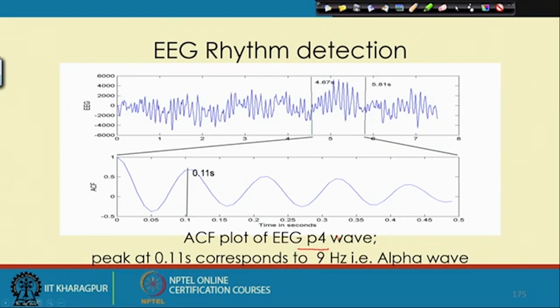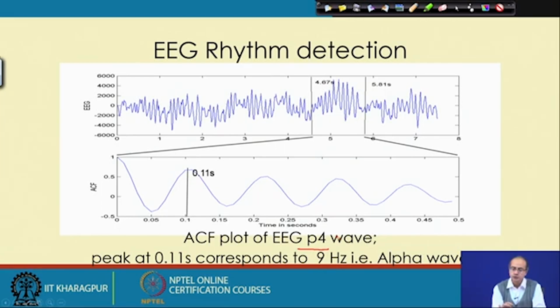Now, we would like to know whether the alpha wave is actually present throughout this recording of 8 seconds, or only in this portion the alpha wave is there. We are asking this question because we are not experts, or we want to devise an algorithm to have an objective estimate of it.